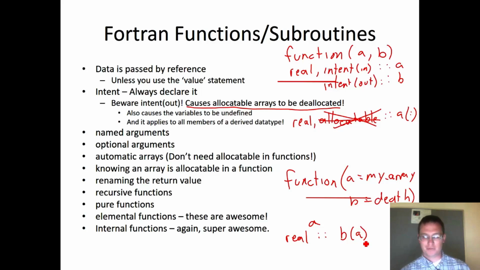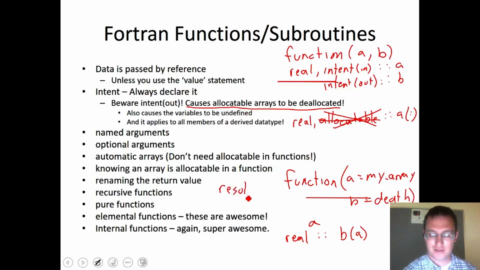You can rename the return value using the result clause. So the return value of a function is always the name of the function. But if you don't want that, you can add the result clause, and then you can rename it and say, oh, I want to return the variable O instead of the variable my function. By default, Fortran functions are not recursive. So there's a recursive clause that you can put on the function name.